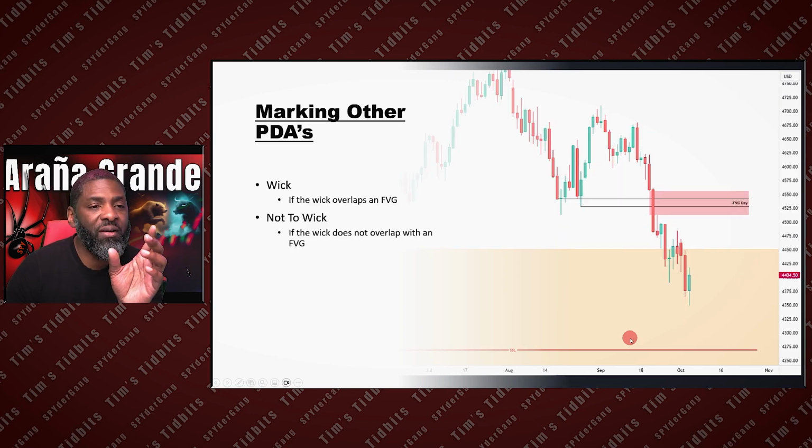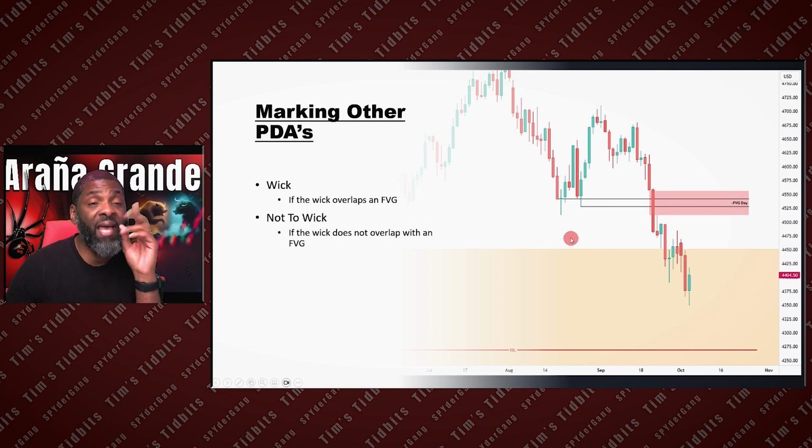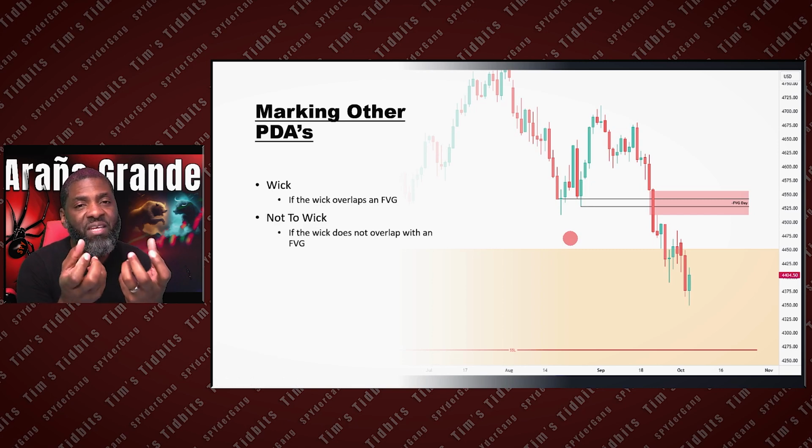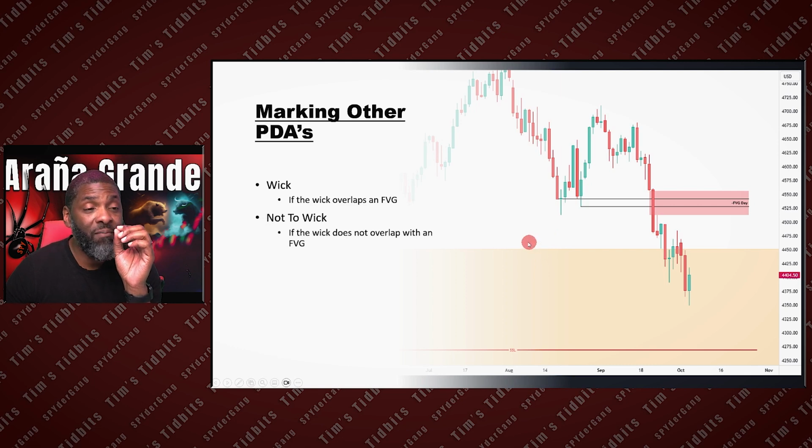Now, let's touch on how fair value gaps can help you mark other PD arrays. I like to call this to wick or not to wick. Right? When do you use the wick of the PD array? If the wick overlaps a fair value gap, then I like to mark the wick as the place where I want to see the sensitivity of price when price trades back into it. I want to see it touch that wick and be like, oh, it's hot. I don't want to touch it no more. If the wick does not overlap with the fair value gap, then I will mark out the body. I would choose not to mark the wick, right?